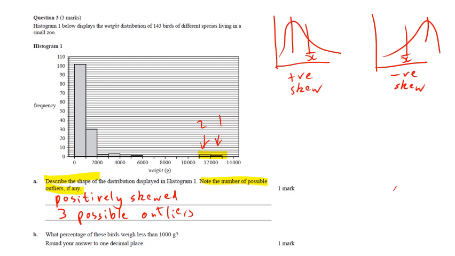All right, and then we've got to do the next part, which is what percentage of the birds weigh less than 1,000 grams? So let's have a look. Where is the less than 1,000 grams? Well, that's 1,000. So it's basically what percentage is this column. Again, you have to look at this tiny drawing. You'll see the column is 102 tall, out of, and you don't have to count anything because they gave you that, 143 birds. So 102 out of 143.